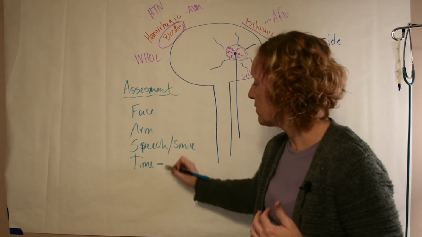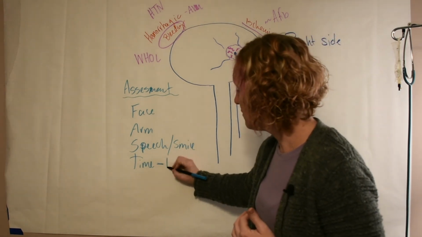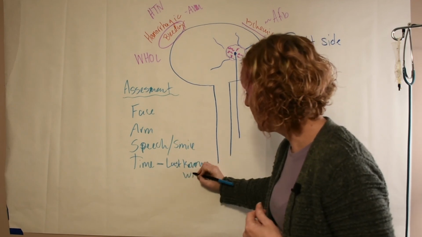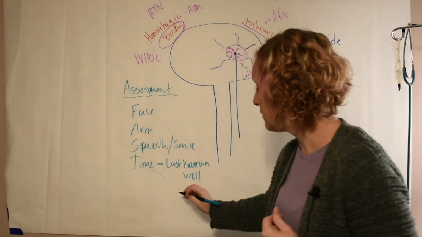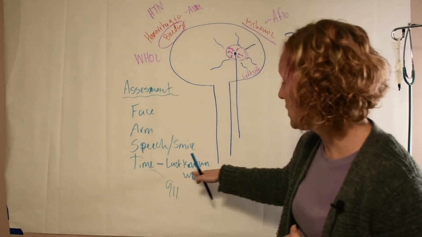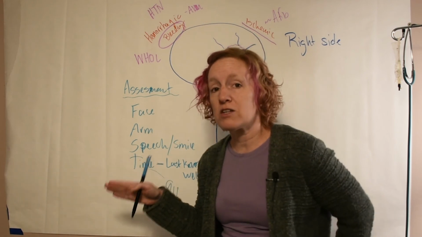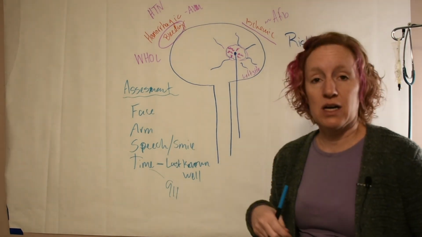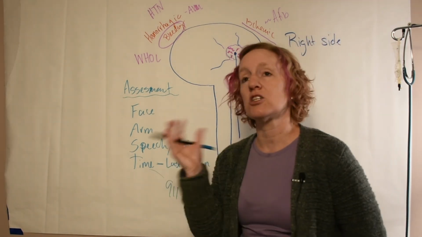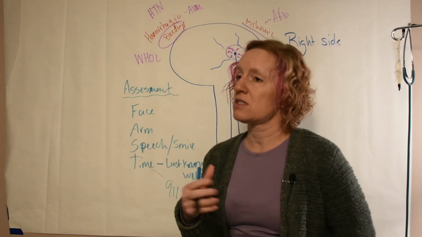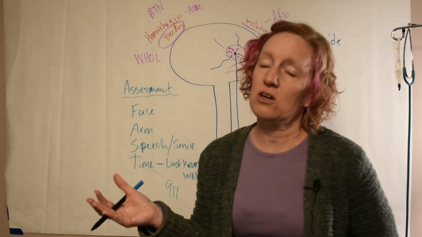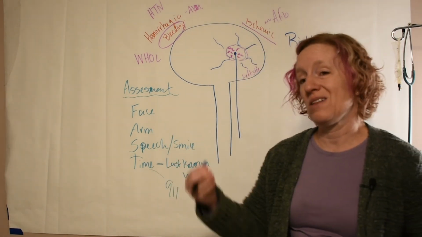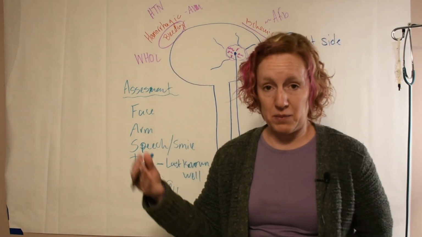Time is two different things. It's the time of last known well, and the time to call 911. This is really important. Last known well. This is really, really important for us to know: when's the last time they were well? Because if someone, say, went to bed at 10 o'clock at night and you talked to your mom last night at 10 o'clock and she was fine, and then you wake up at 6 in the morning and you're like, ooh, I just saw something on a show, I need to call her, and she can't answer the phone or can't talk right, her last known well time was 10 o'clock at night, okay?